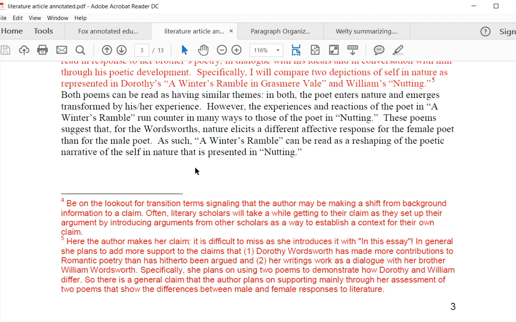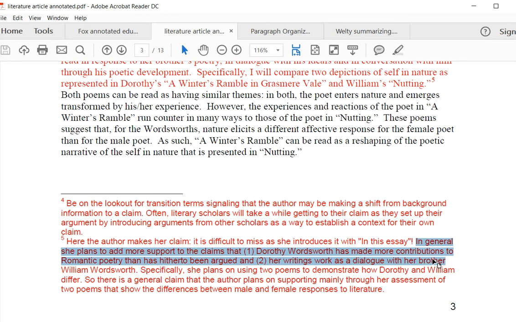So here, probably finally on page 3, we're getting to what her claim is. She's claiming, in this essay, and this is how her whole essay is going to be organized, that Dorothy Wordsworth has made more contributions to romantic poetry than people generally thought. They just thought of Dorothy as William's younger sister, and they didn't really realize how much she did to add to the body of knowledge we have about the Romantic poets.